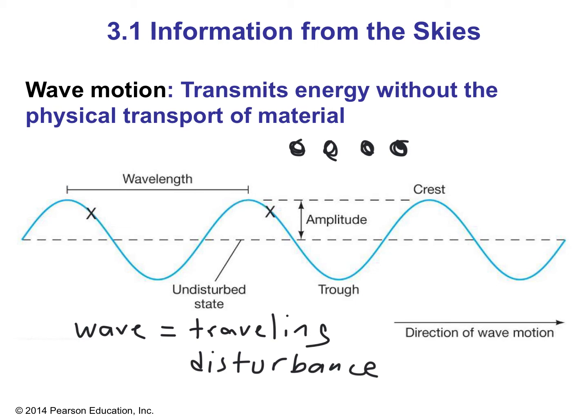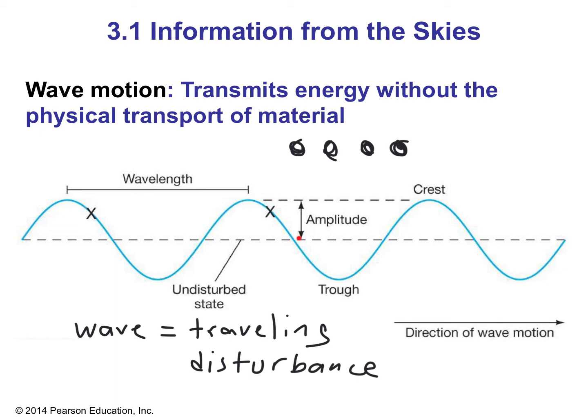So you start at a crest, you end up at a crest. That repeated motion has a length called the wavelength of the wave. And so that's how long the wave has to travel before it repeats itself. That's the wavelength. Now there's another term on this slide, the amplitude.